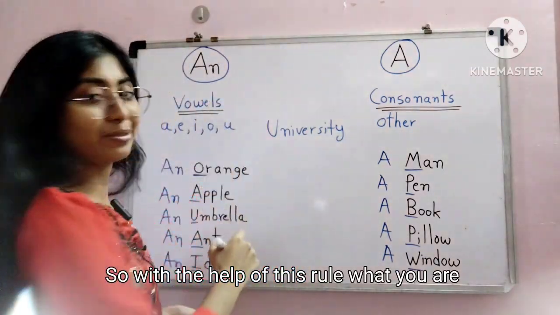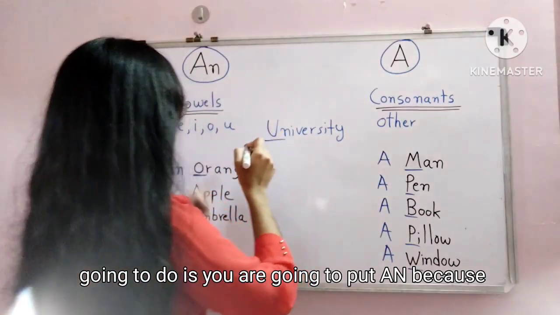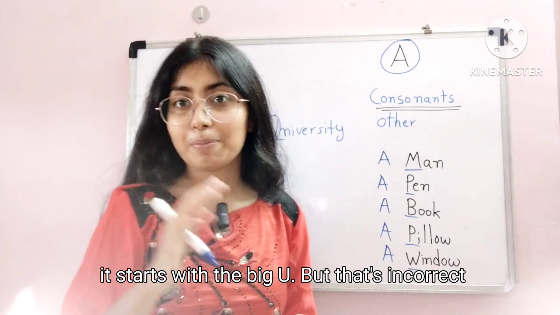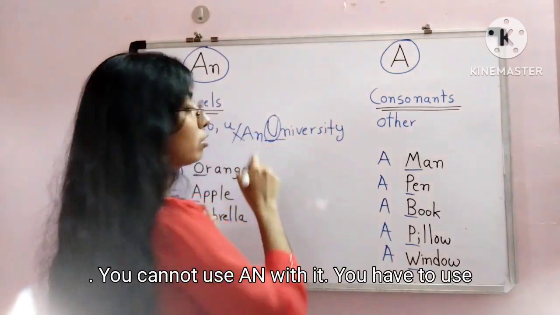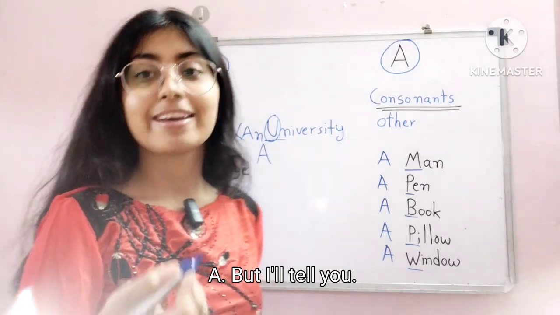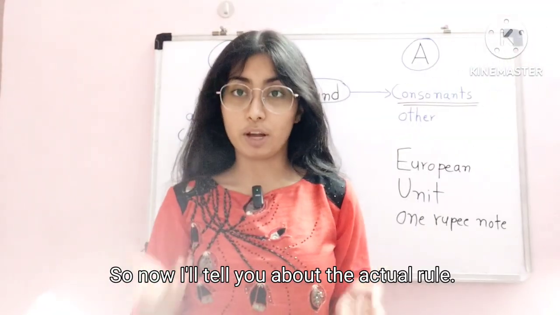So with the help of this rule, what you are going to do is you're going to put an because it starts with the big U. But that's incorrect. You cannot use an with it. You have to use a. Why? I'll tell you.